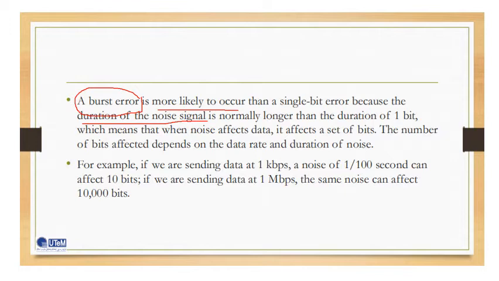Look at this example. If we are sending 1 kilobit per second, with a noise of 1 over 100 second, how do we calculate this? 1 over 100 multiplied by 1000.